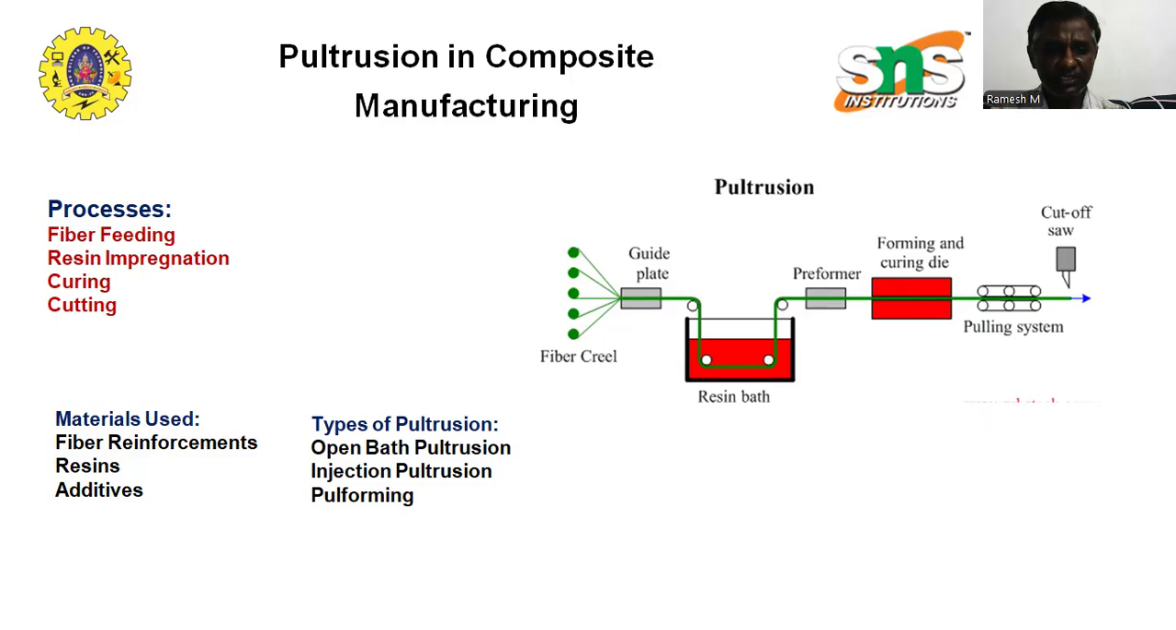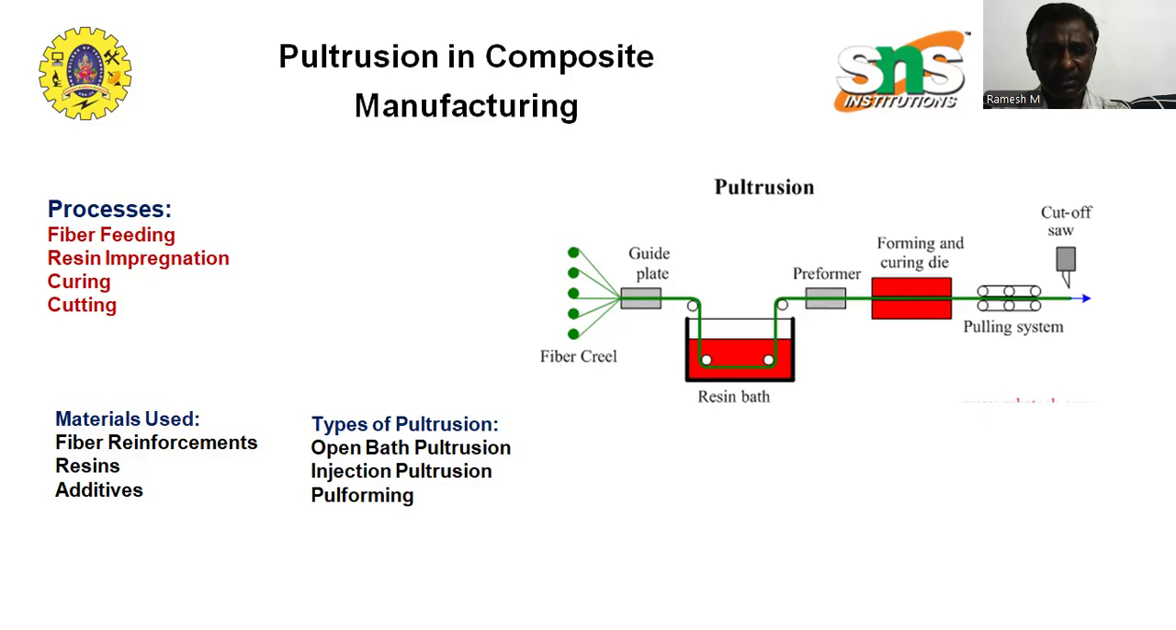Next one is the pulling mechanism. It is a set of pulling clamps or caterpillar pullers. They maintain the tension and withdraw the cured composite through the die and down the production line. Finally, cutting. It is a cutting saw, often automated. It cuts the continuous profile into the desired length.